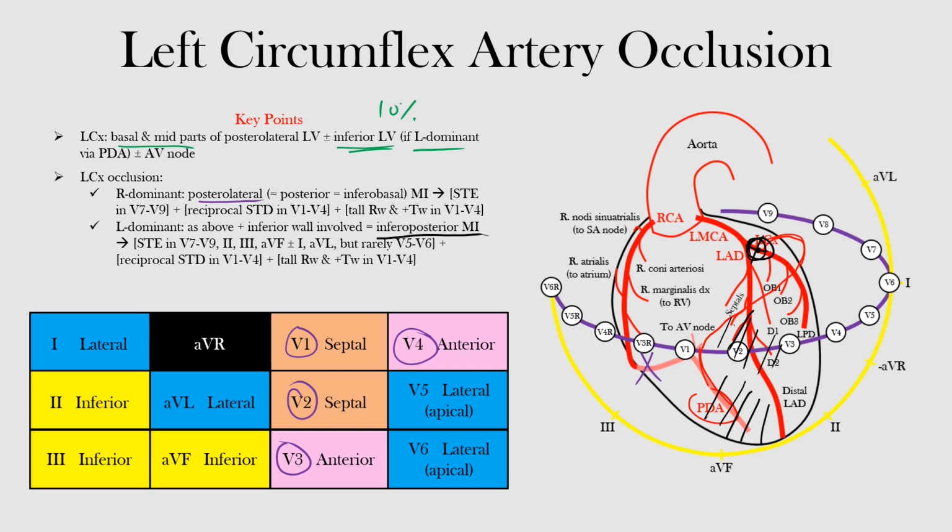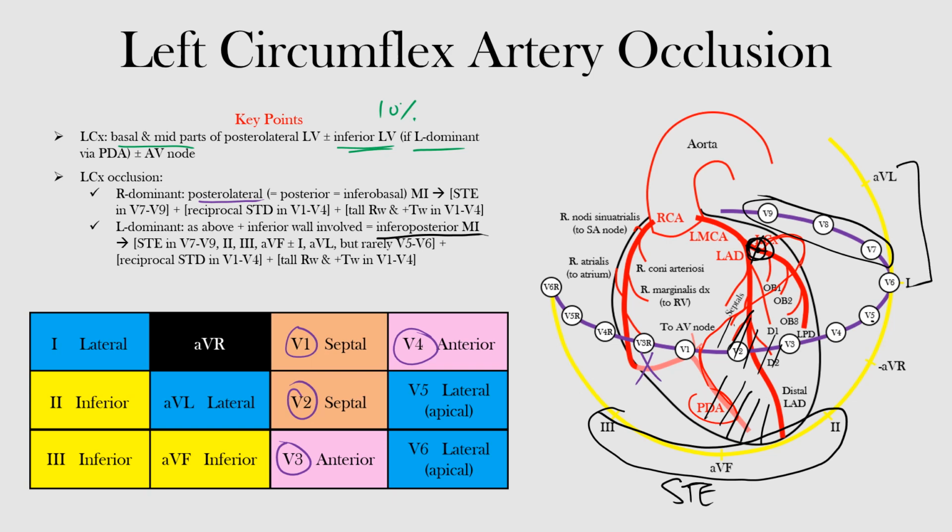So again, we're going to see ST elevation in the posterior leads, V7 through V9, because the posterior wall is affected. We'll also see now that the inferior wall is affected, so our inferior leads 2, 3, and AVF will show ST elevation. Sometimes you can see ST elevation in leads 1 and AVL, so these ones here, and sometimes V5 through V6, but rarely.